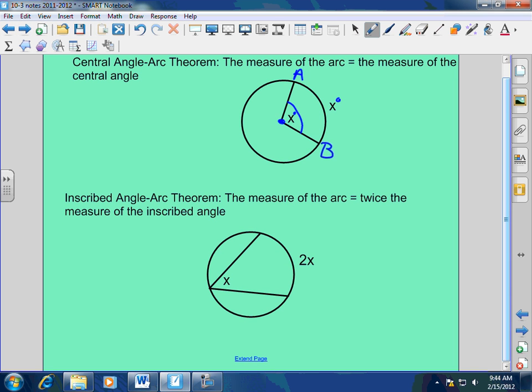Inscribed angle arc theorem: the measure of the arc is twice the measure of the inscribed angle. If I said that this was 60 degrees, then the arc measure is 120 degrees, or vice versa. If the intercepted arc from the inscribed angle is 200, then the inscribed angle is 100.